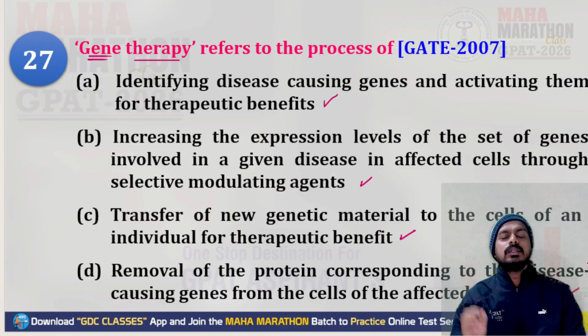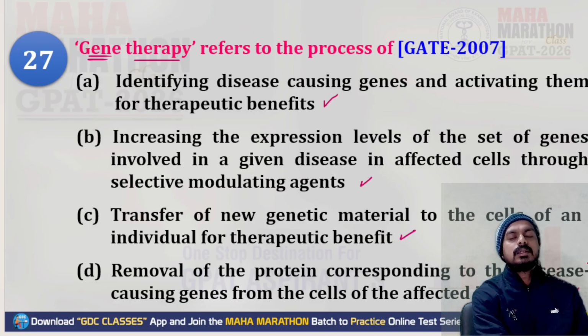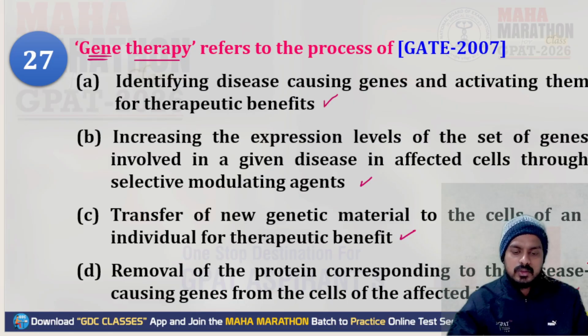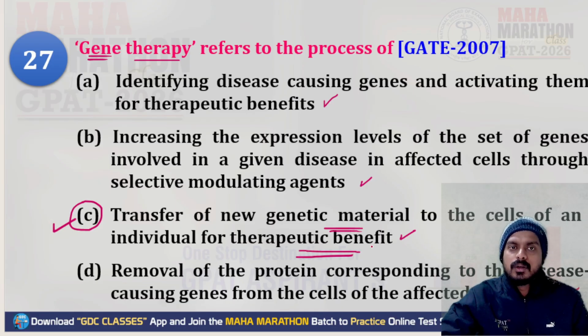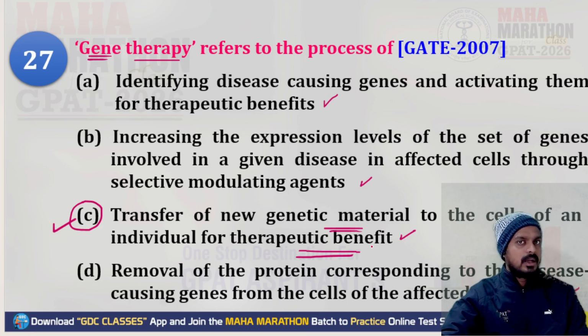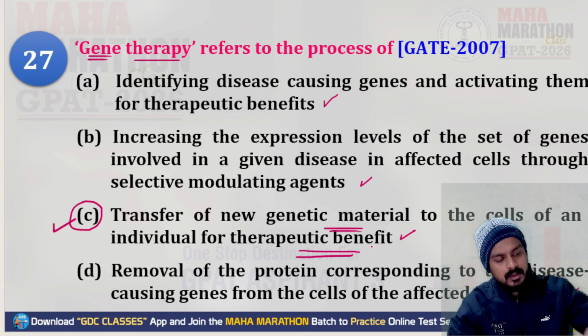So first, gene therapy means what? Gene therapy is a technique where you are inserting a gene into a host for rectifying a disease state. That's why the name therapy comes. Therapy means treatment. So you are using gene for treatment in different diseases. So here the correct answer will be option C, because here you are transferring the genetic material to the cell of an individual for the therapeutic benefit. Okay, which benefit? Therapeutic benefit. Next question.